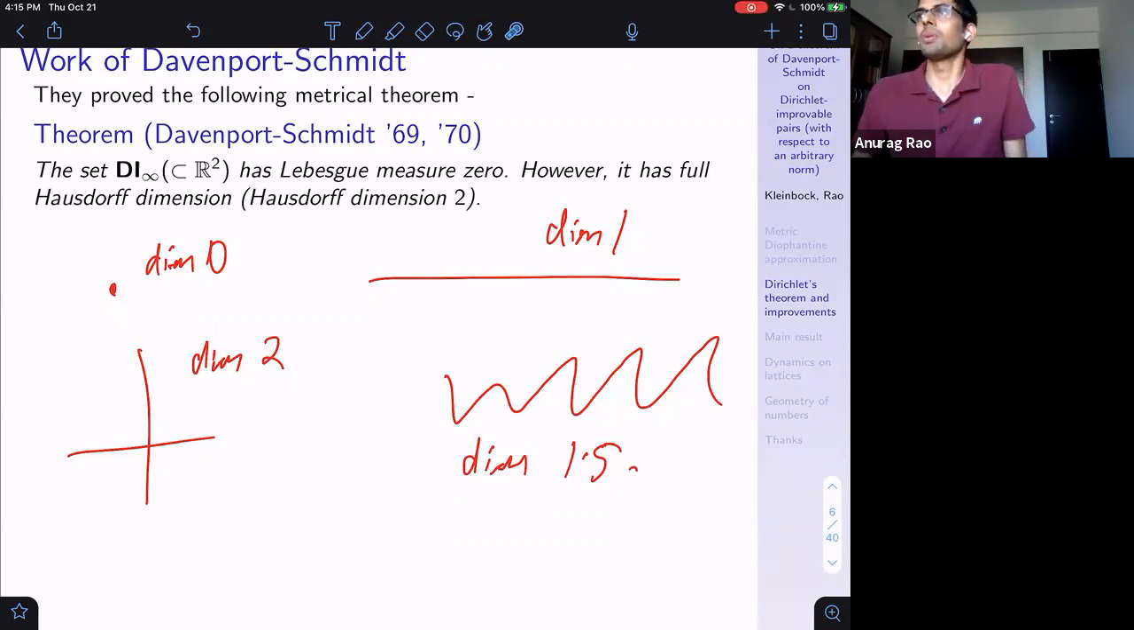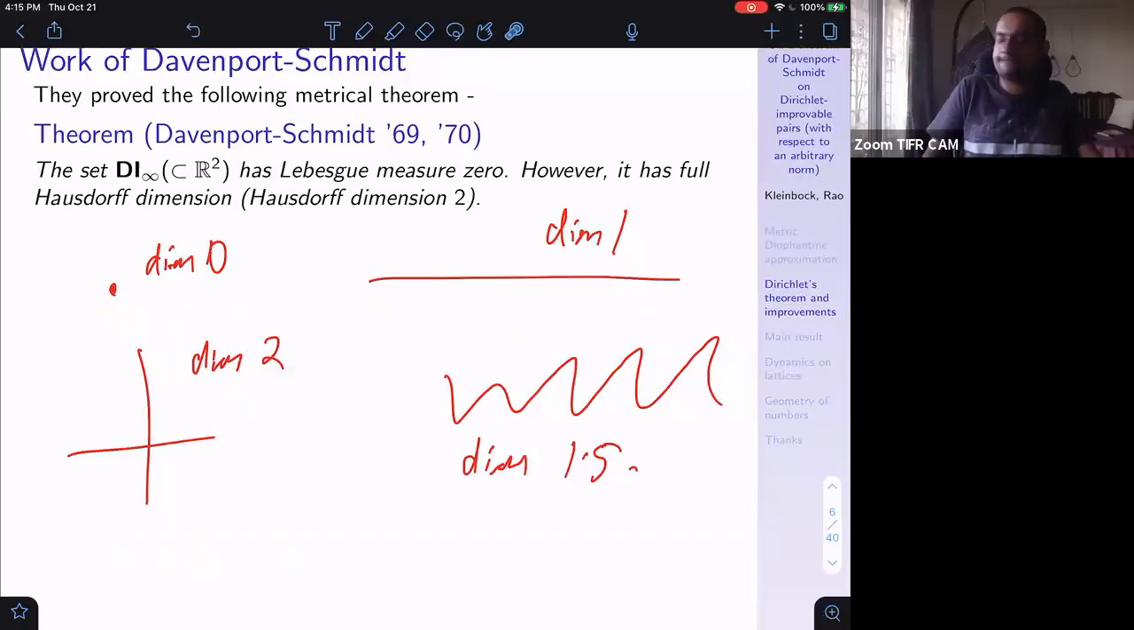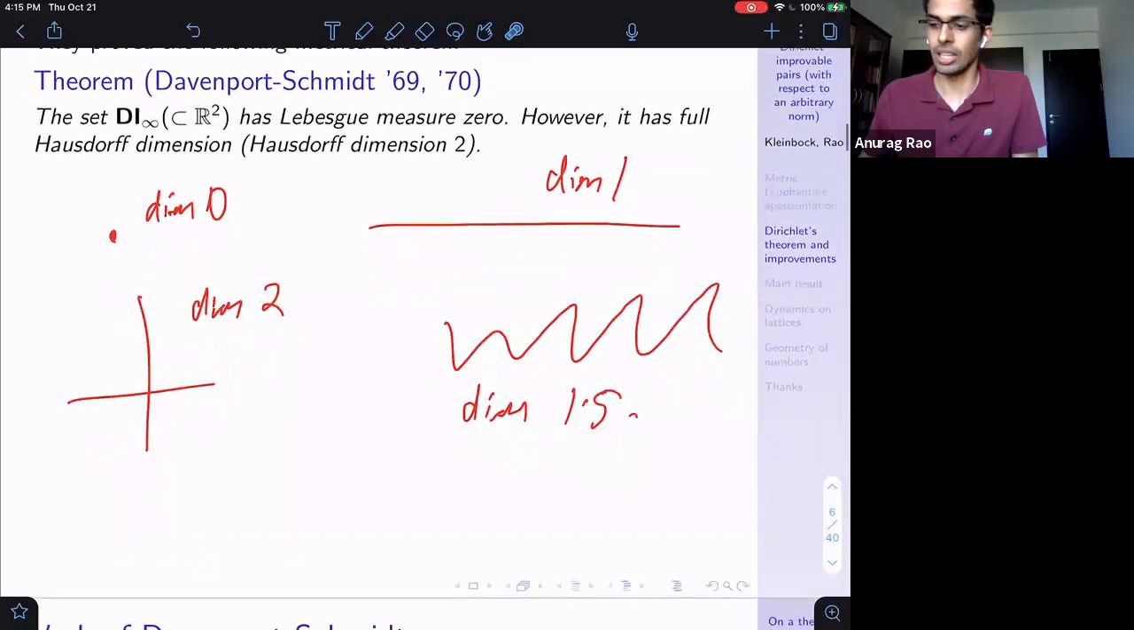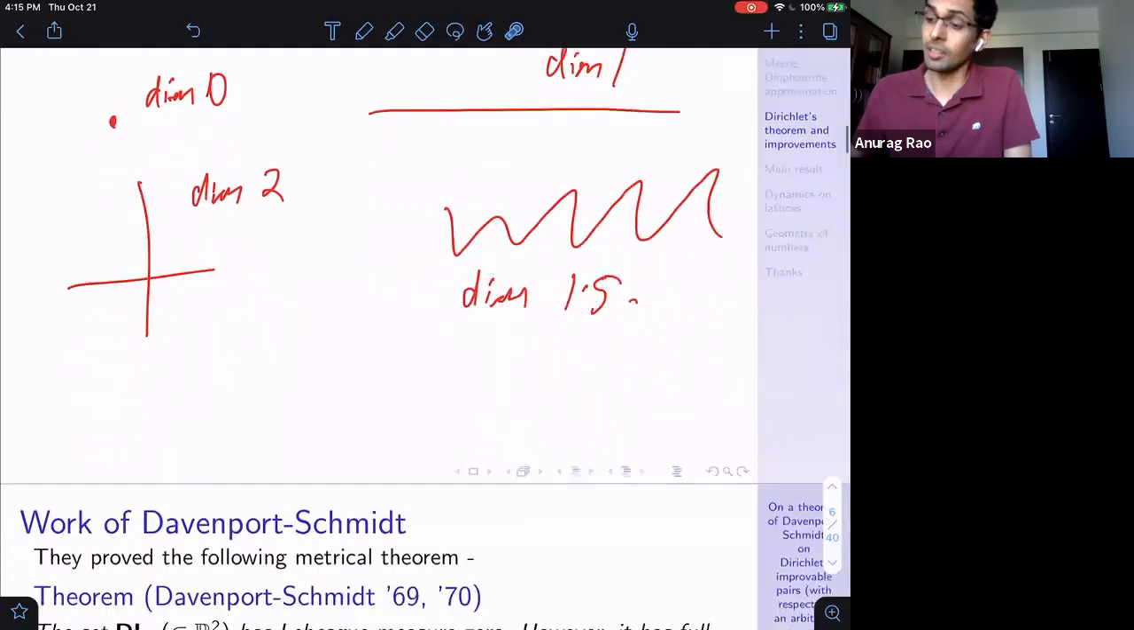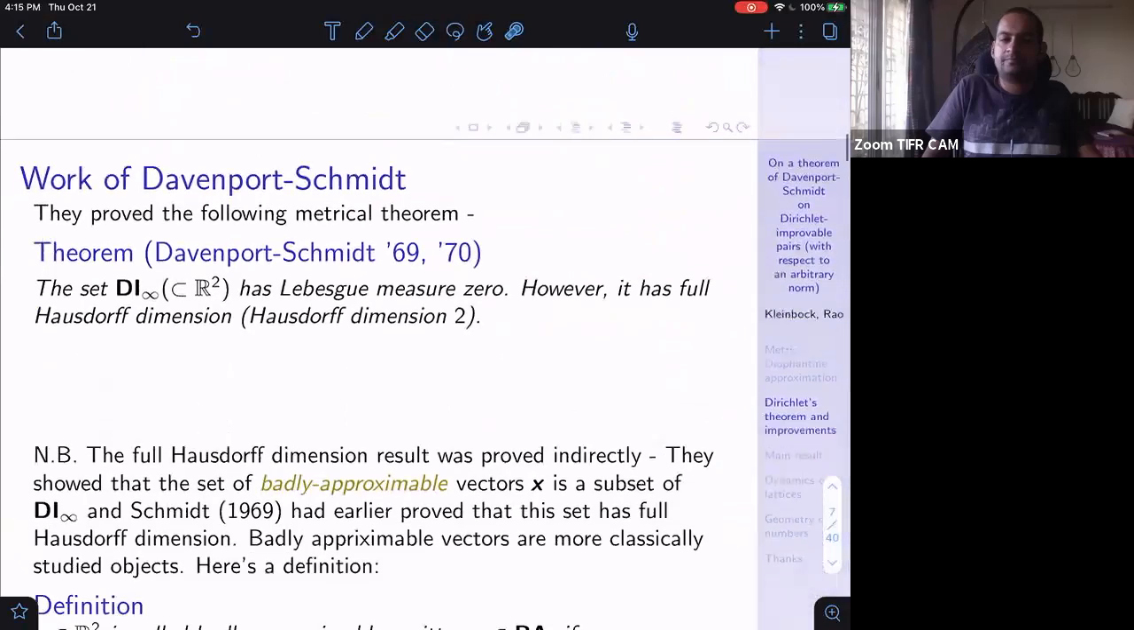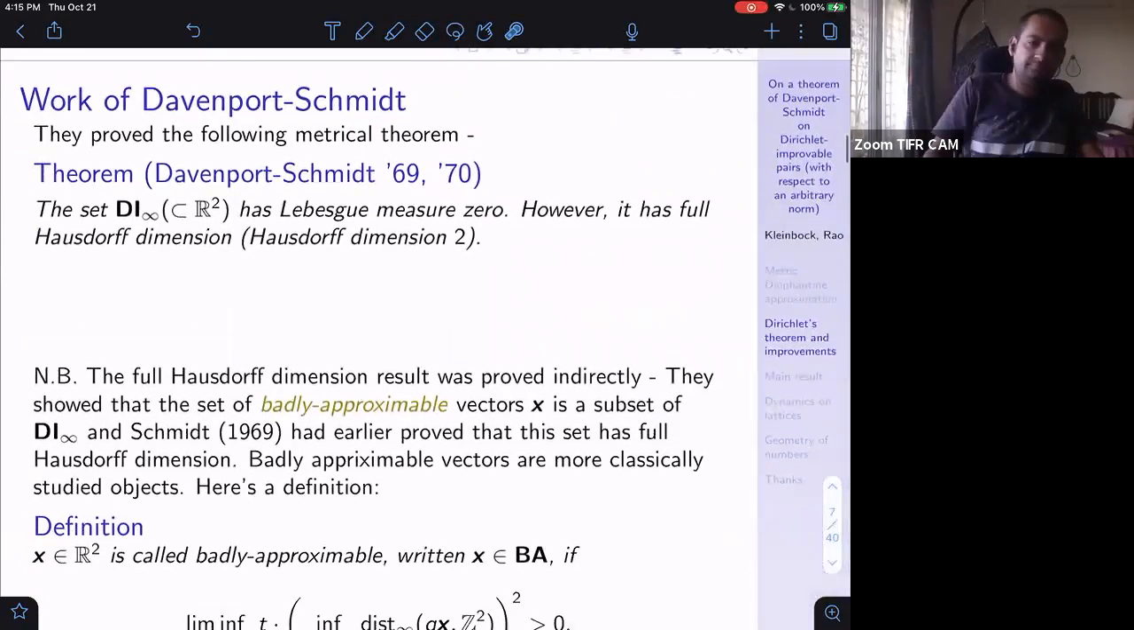I mean, when you say it looks like a Cantor set, people definitely have constructed Cantor sets inside this bad set too. That's one way of maybe showing the Hausdorff dimension is 2. Yeah, but exactly what it is, I have not much clue about these other topological properties. Okay.